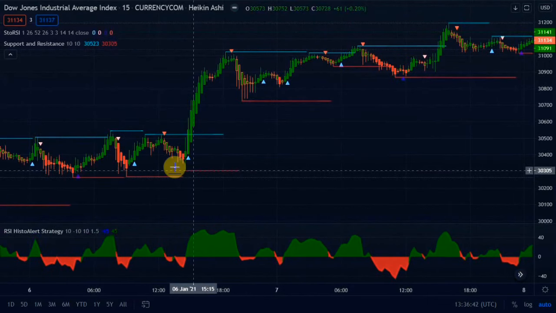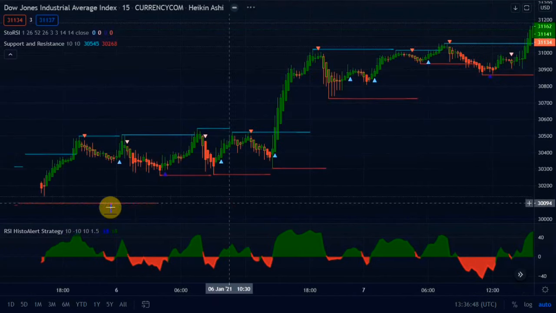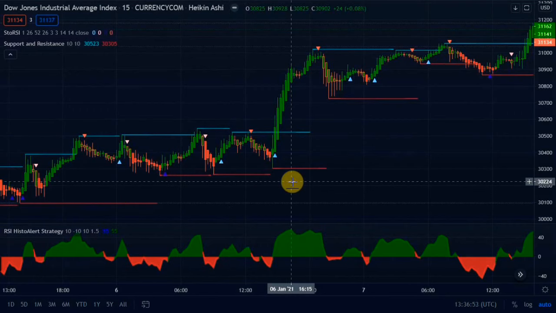You can see this is an opportunity here, this is an opportunity here, this is an opportunity here. There's a lot of opportunity with this strategy, but you have to be wise for you to use the strategy.